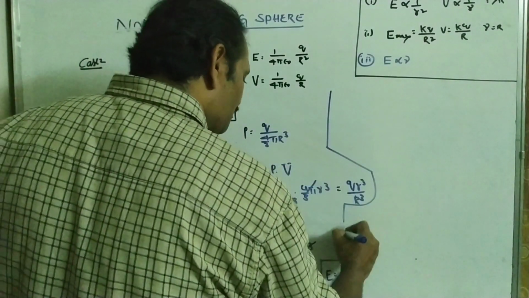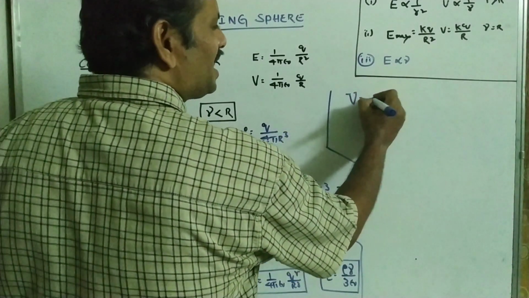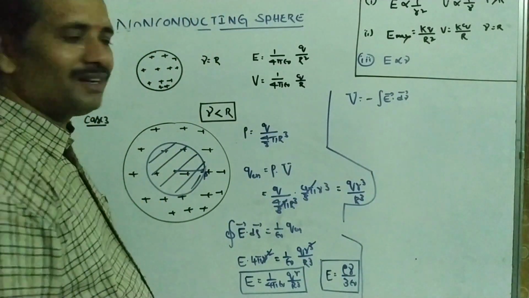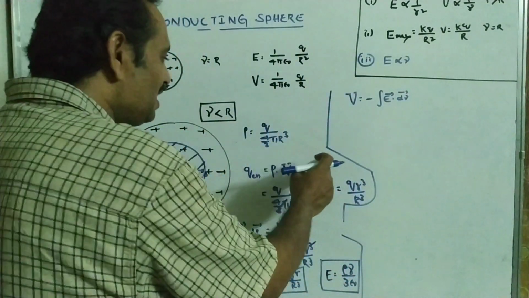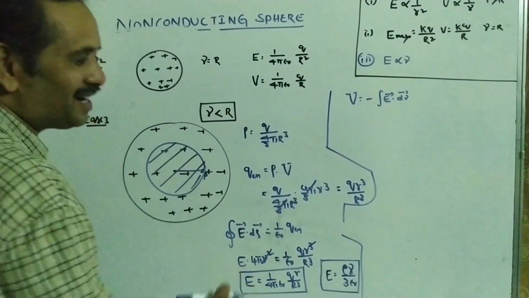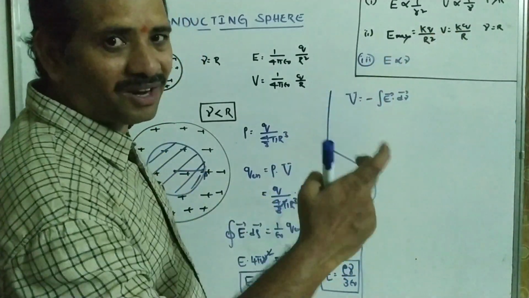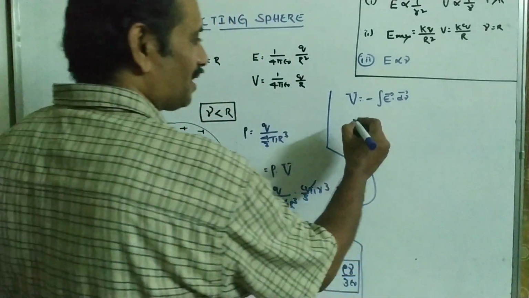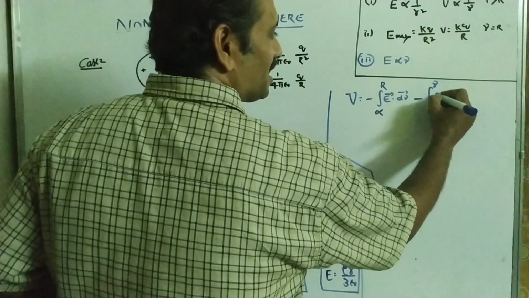How to get the potential due to this part? Same concept, sir: V equals minus integral E bar dot dr bar. But here we can't go directly from infinity to small r. Why? Because from infinity to capital R the field is different, and from capital R to small r the field is different. That's why we have to make the integration two times: infinity to capital R, minus capital R to small r, E bar dot dr bar.